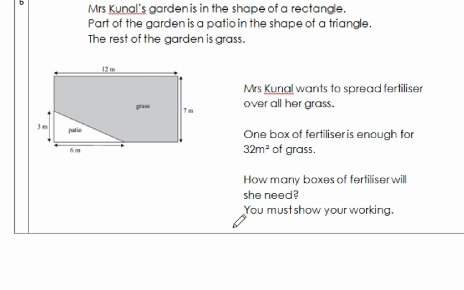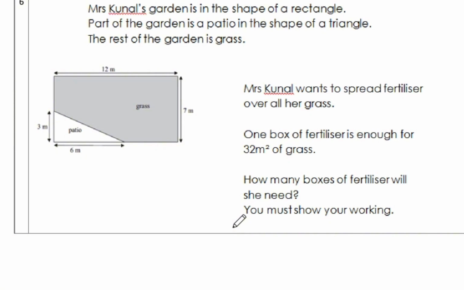Mrs. Kunal's garden. Question 3. Mrs. Kunal's garden is in the shape of a rectangle. Part of the garden is a patio in the shape of a triangle. The rest of the garden is grass. Mrs. Kunal wants to spread fertilizer over all her grass. 1 box of fertilizer is enough for 32 m square of grass. How many boxes of fertilizer will she need? You must show your working.